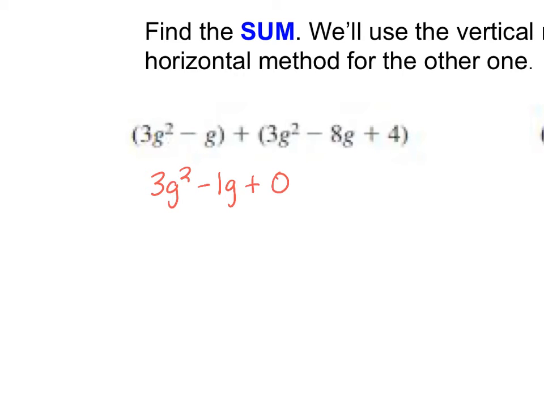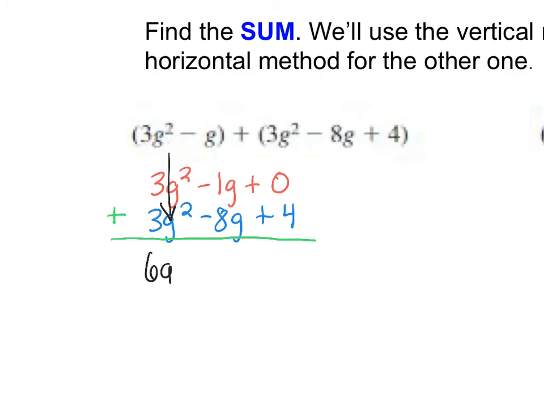The second term, I will write it as 3g squared minus 8g plus 4. This is the vertical method, so I'm now going to use green and a line. So I simply line them up and add. So I'm going to say that 3g squared plus 3g squared is 6g squared.